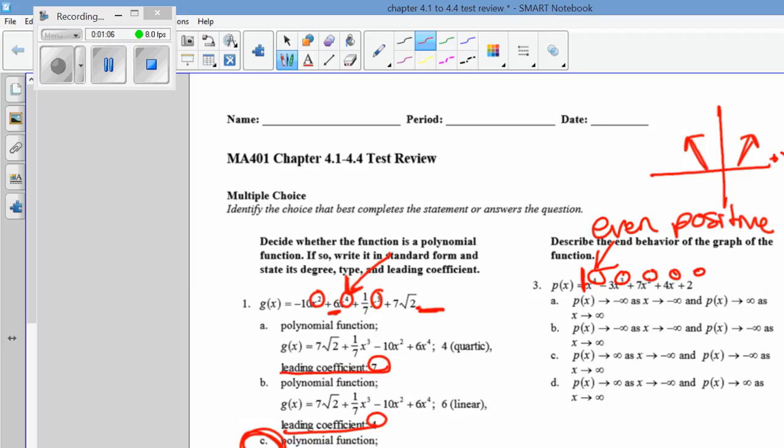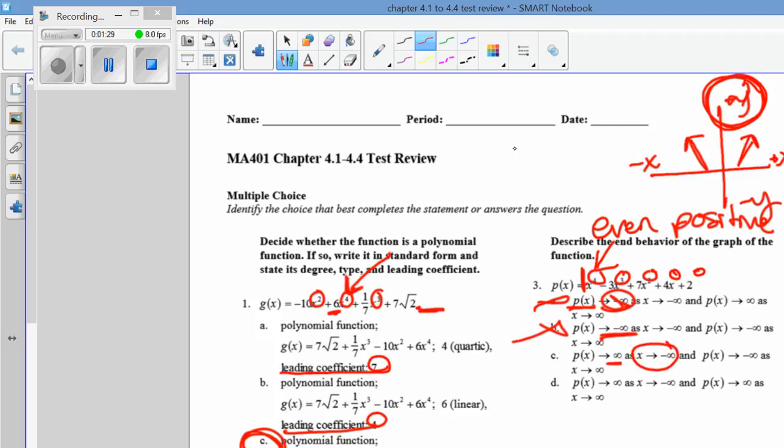So if we put our axes here, we have positive x and negative x, and this would be positive y's and negative y's. So if you look, it's always in the positive y zone, which means the function, the p of x, is always positive. So this answer is wrong. It's always positive, so this answer is wrong. Here it's positive. So it's saying when the x's are negative, so over here where x's are negative, the function is positive.